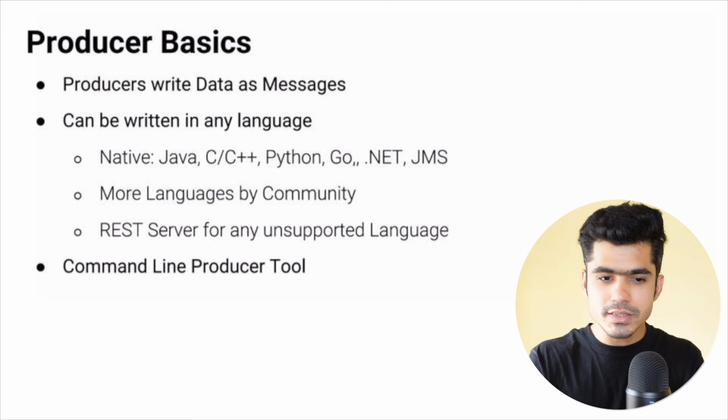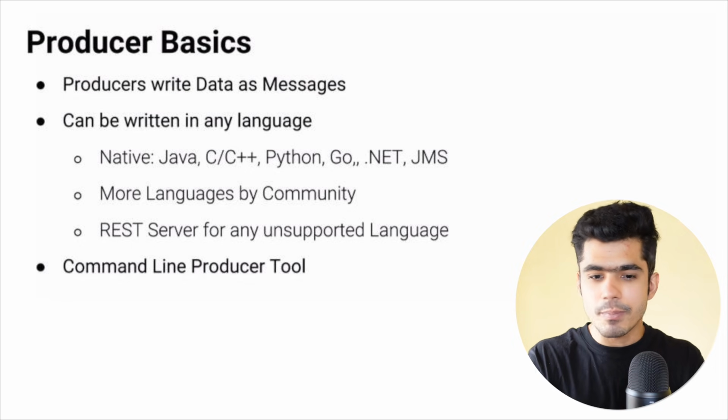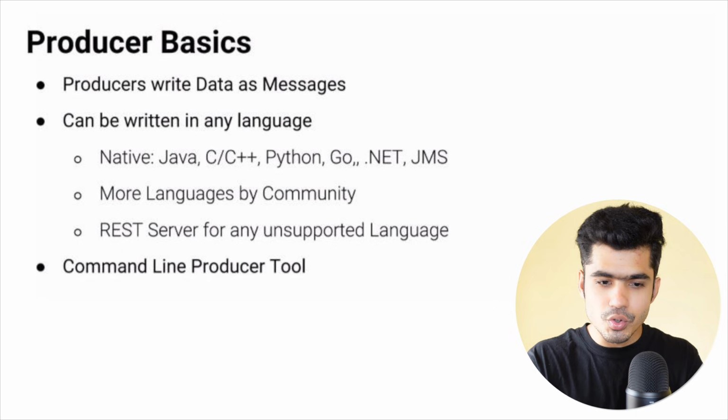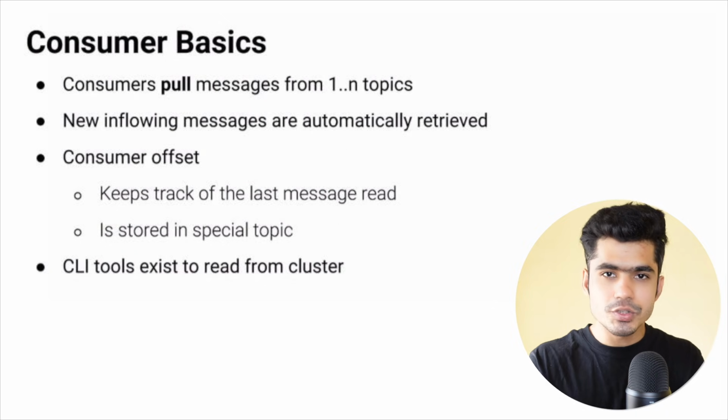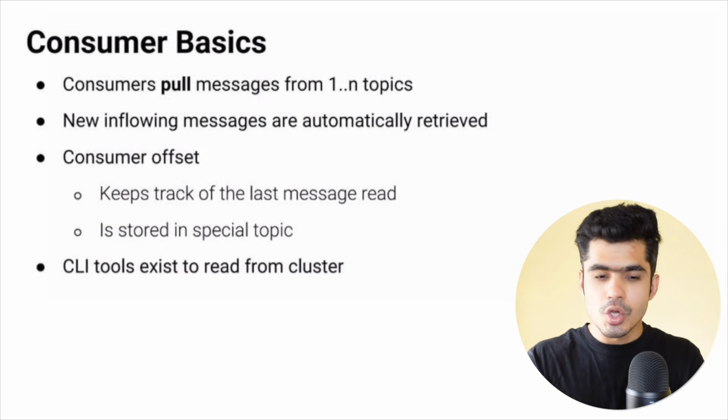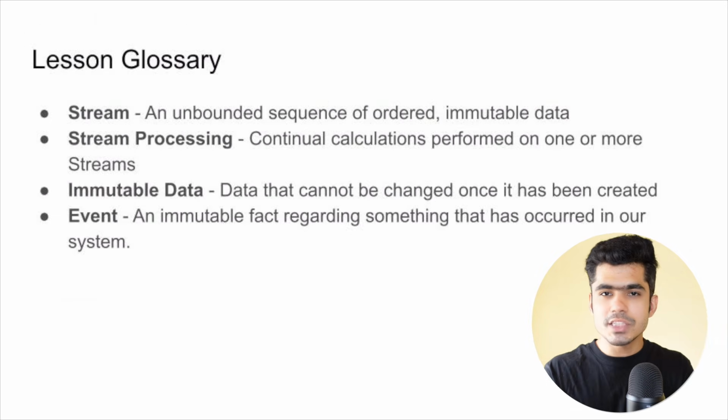So, producer basics. A producer can write data as messages. You can write your producer in various languages such as C, C++, Java, Python, Go, JavaScript. Up to you. You can easily do that. A consumer consumes data from multiple topics. You can also do that using different programming languages, or you can have any tool attached to it. So these were some of the key terminologies attached to Apache Kafka.